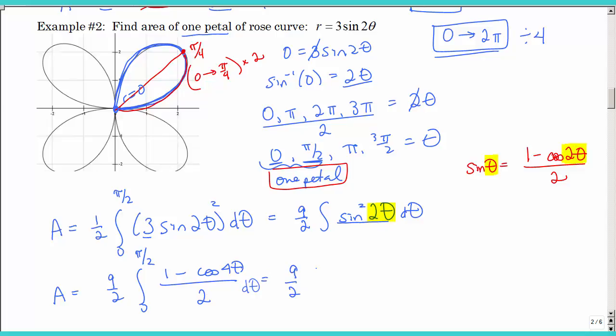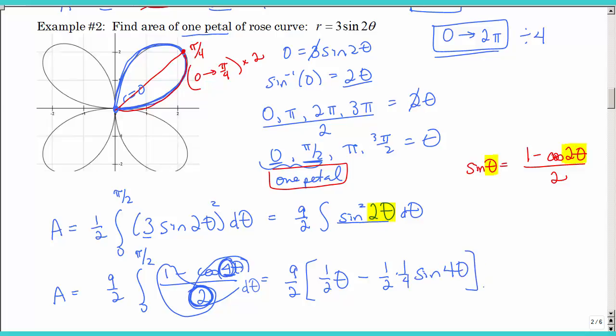So I have 9/2. Then I'm just going to pull that on the outside of that. So I want to integrate 1/2. So that's 1/2 theta. Minus, then I have to integrate this. So just like on the previous problem, I have to take care of that 1/4. The integral of cosine is sine. And so I have the 1/2 because of this 2 times a 1/4 because of that 4. And then I have the sine of 4 theta. And I want to evaluate that between 0 and pi over 2.